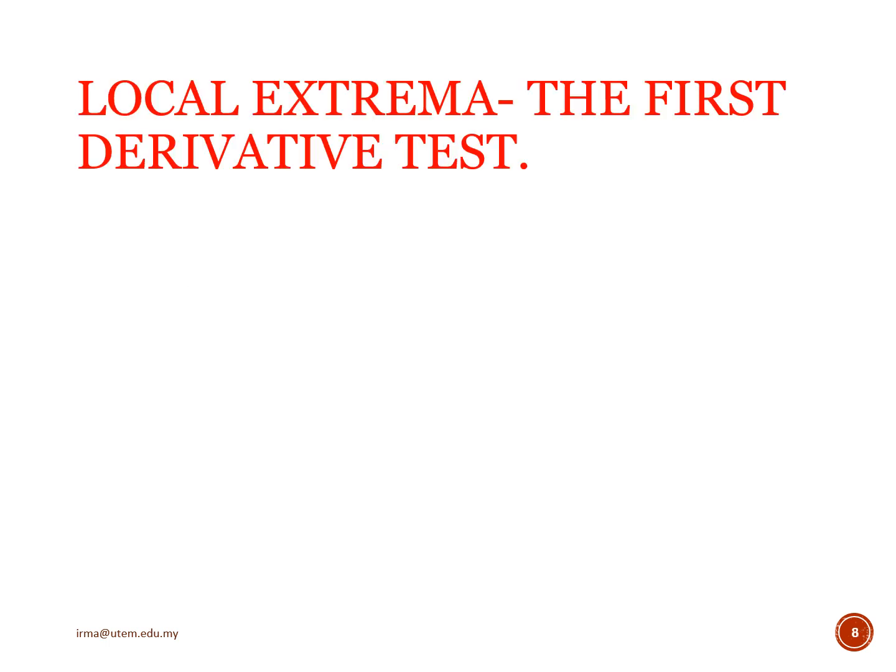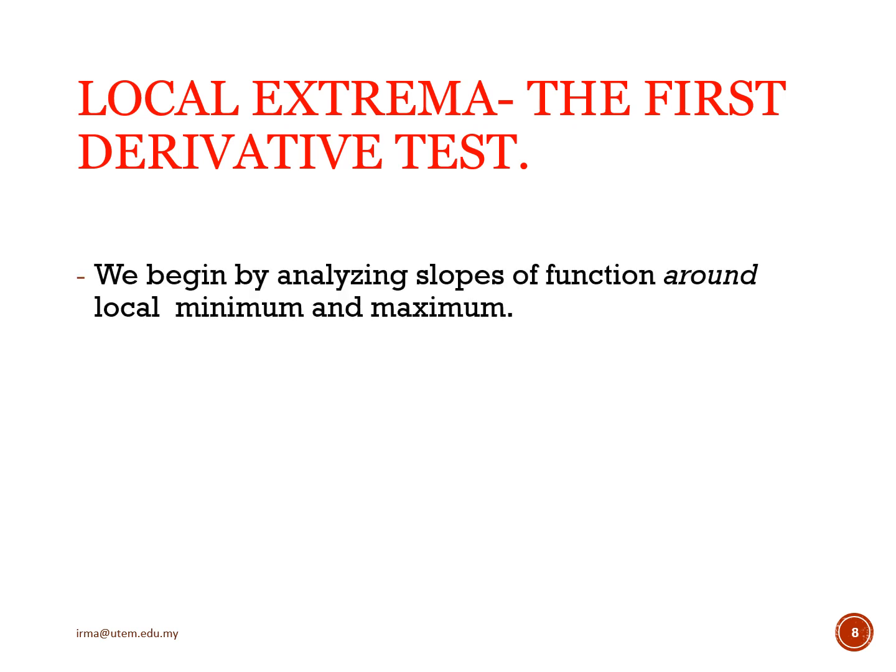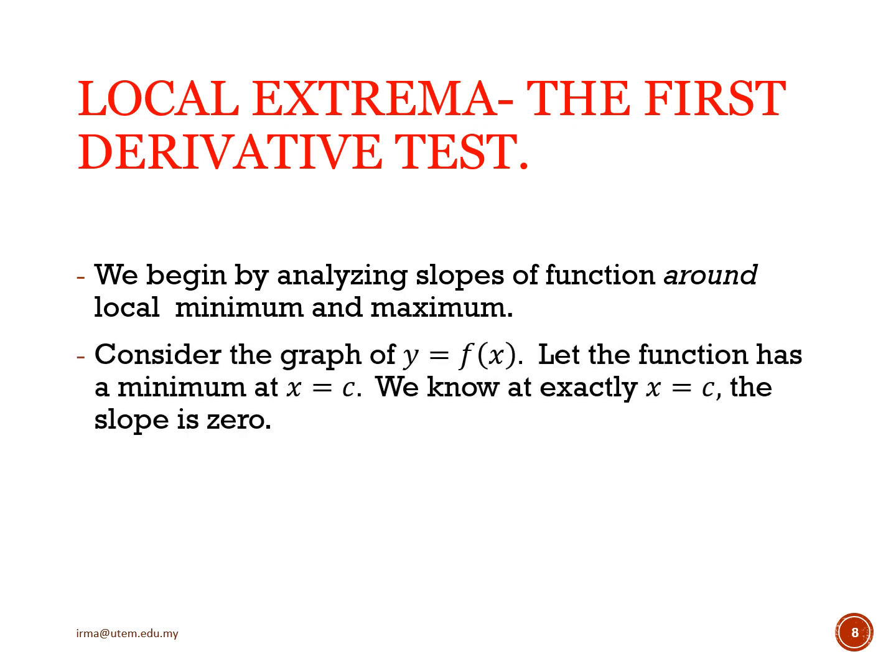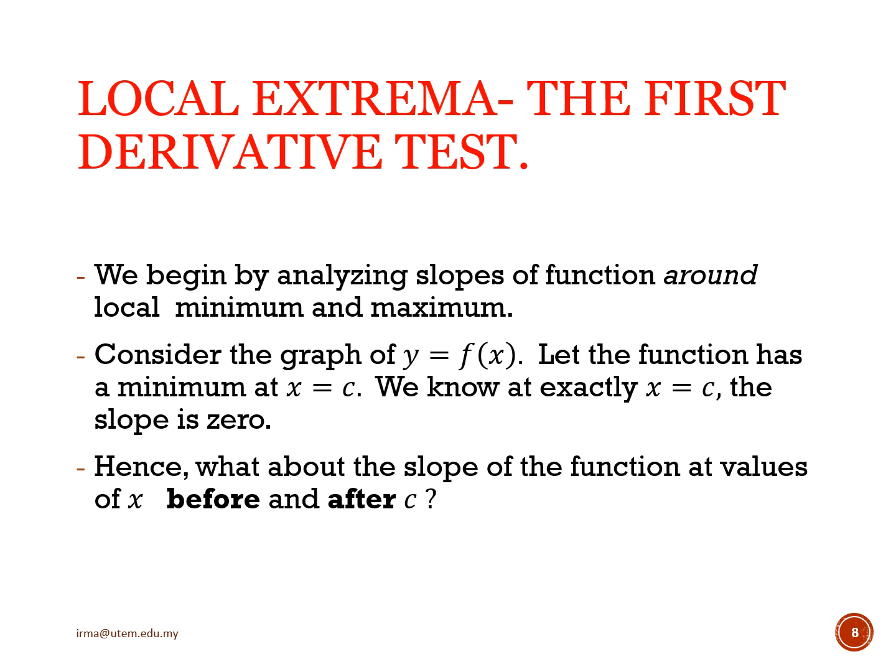So we start with the first derivative test. We begin by analyzing slopes of a function around a local minimum and maximum. Consider the graph of y equal to f(x). Let the function have a minimum at x equal to c. We know at exactly x equal to c, the slope is 0. Hence, what about the slope of the function at values of x before and after c?